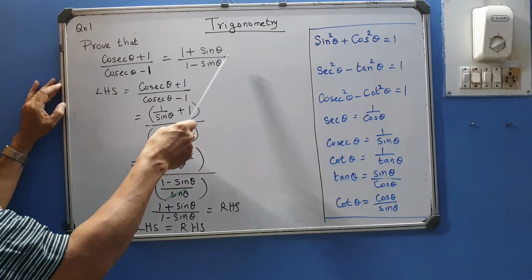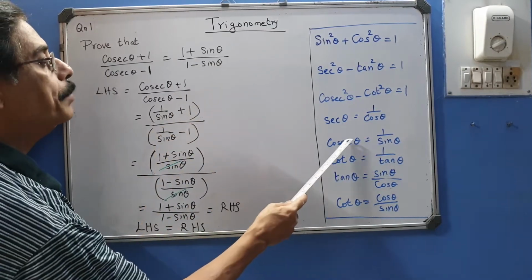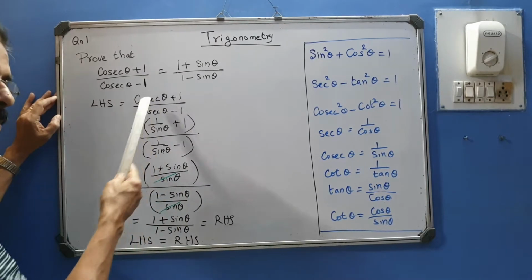But you could start with the right side also. In the case of right side, if you start with the right side, sin theta should be written as 1 by cosec theta. Take the LCM, proceed the same way.